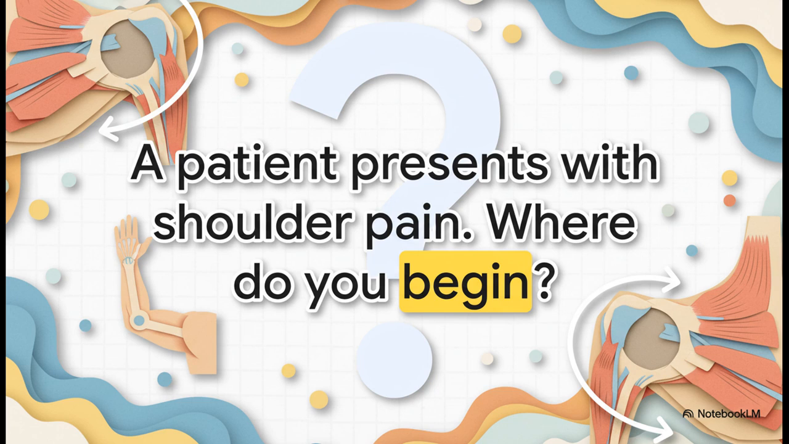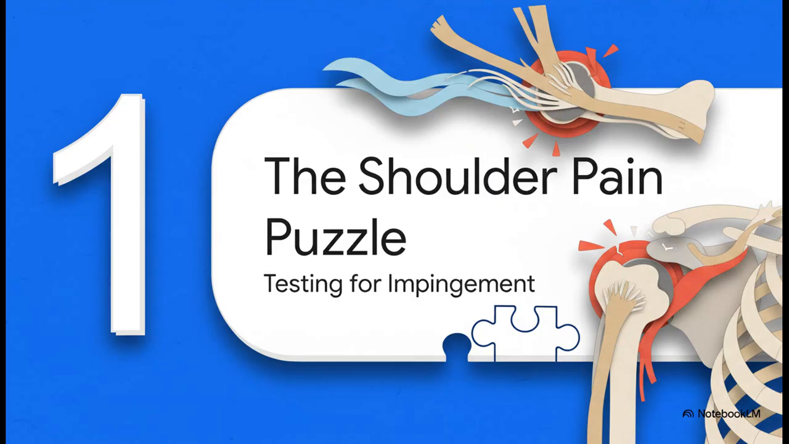Right, the key here is a really structured physical exam. You want to organize your whole approach around the most likely culprits. So we're going to systematically test for the common pathologies, and we'll kick things off with impingement. All right, first up, let's tackle what's probably the most common piece of this whole shoulder pain puzzle, impingement.